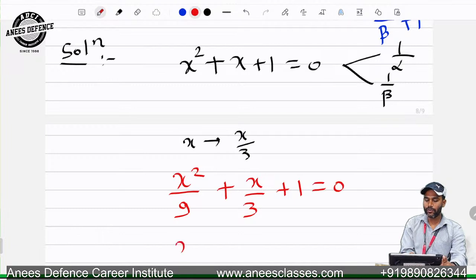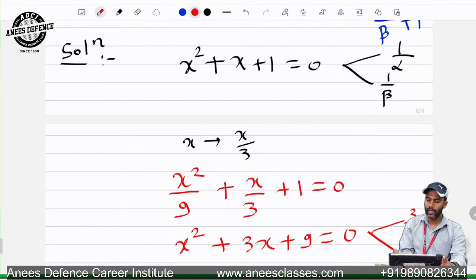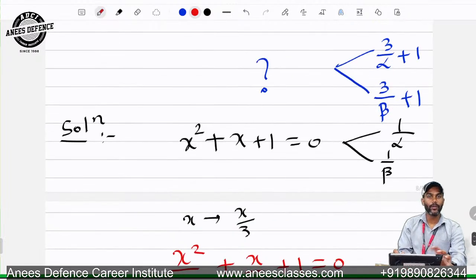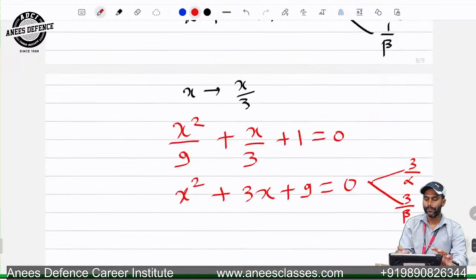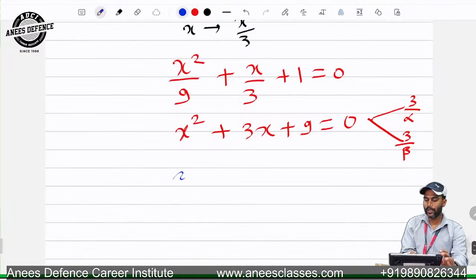That is x square plus 3x plus 9 is equal to 0. And here you'll get roots 3 by alpha and 3 by beta. Now we have to add 1. Yes or no? It means we have to subtract 1. Yes or no? So we have to replace x by x minus 1.